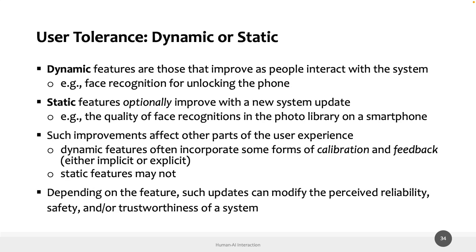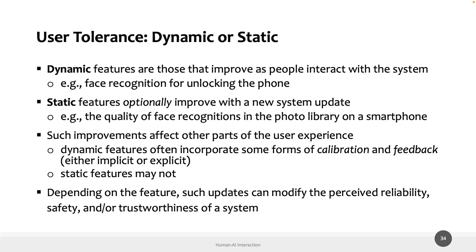And the last characteristic: dynamic versus static. The difference here is that automatic features improve over time. Face ID on your phone, for example, is probably able to improve its capability of recognizing you with trial and error, and the more you use this feature, the better it should work. Static features instead are fixed, except obviously when there are software updates.